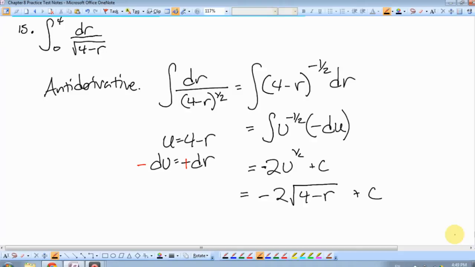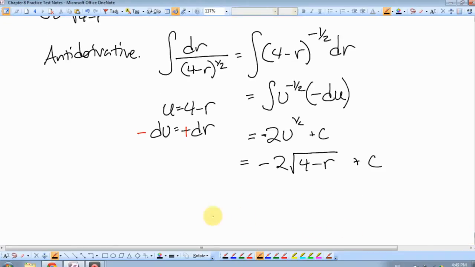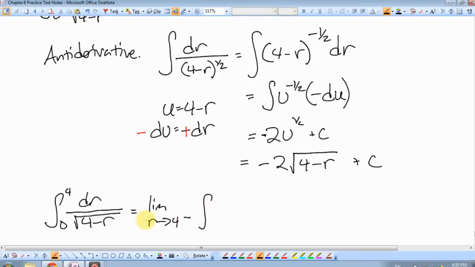Now that we have an antiderivative, we can use that in our integral. So now if we integrate from 0 to 4, dr over the root of 4 minus r. Do I have a problem at 0 or do I have a problem at 4? 4. Are we approaching 4 from the left or from the right? From the left. Well, why did I write r? I meant b.